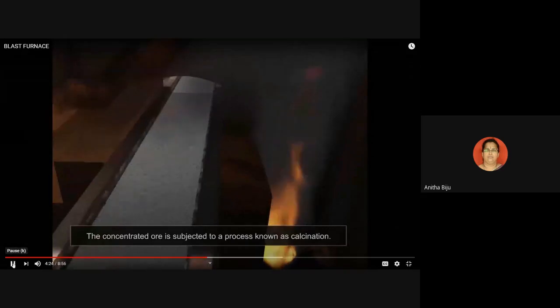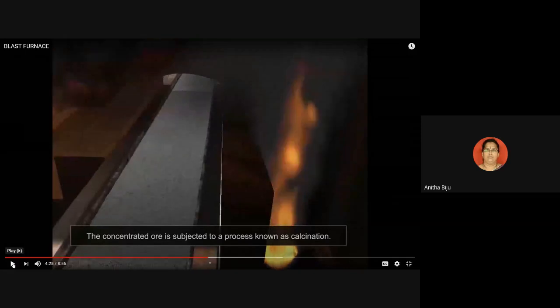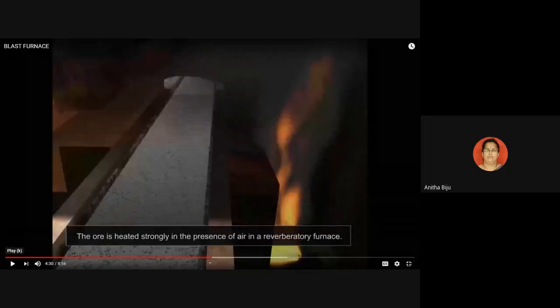The concentrated ore is subjected to a process known as calcination. Mention this point in your copy: concentrated ore is subjected to a process known as calcination. It takes place in a reverberatory furnace. So you can mention the name of the furnace. That is important. This is the particular furnace where calcination takes place. The ore is heated strongly in the presence of air in a reverberatory furnace.